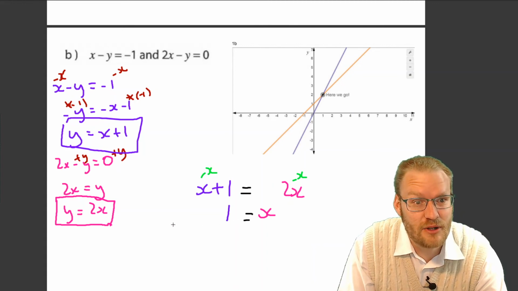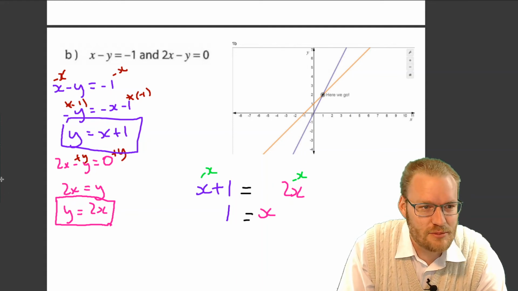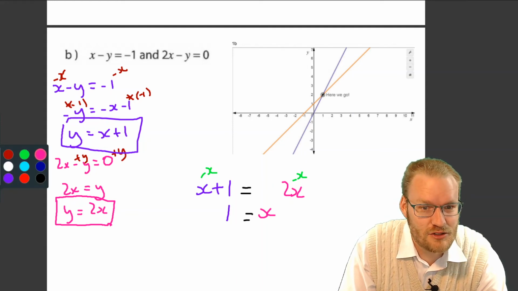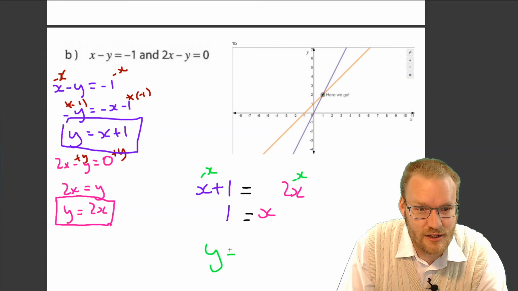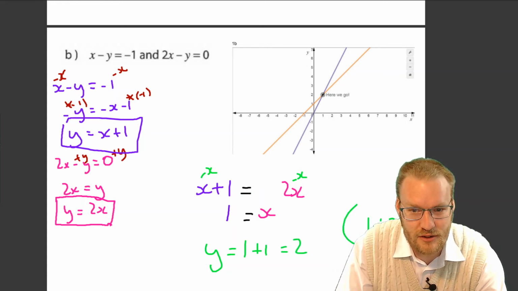Substitute into either equation. I reckon this one looks easier, but hey, add 1 to it or multiply it by 2. 1's quite a special number that you're going to get the same thing. So in other words, y equals 2 times 1 or 1 plus 1. Which one do you prefer? Let's go for 1 plus 1 equals 2. So our point is 1, 2.